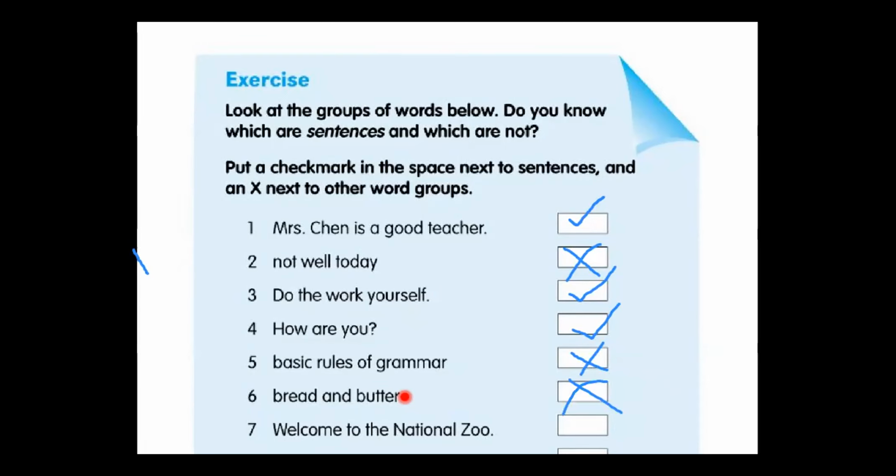Welcome to the National Zoo. Yes, this is expressing a complete thought, complete meaning. So you will put a tick mark over there. Welcome to the National Zoo. I have already put it. So have you understood till here? Now let's solve the next ones.